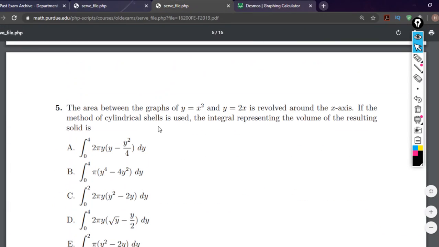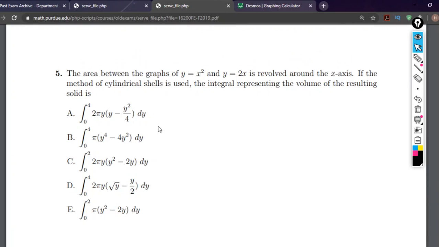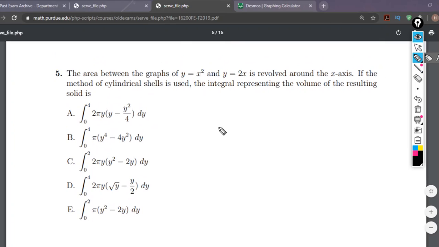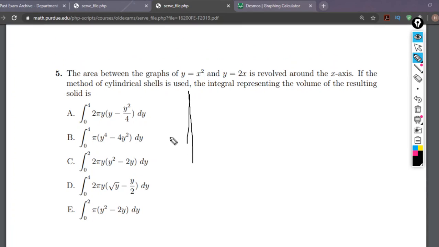Let's move on to question 5. Again, it's asking for the region between the two graphs, so it's recommended to just graph them first. So x squared and 2x. We're really interested just in the first quadrant. And when you make x squared equal to 2x, you can solve that. That's 2, and 4 where it intersects.